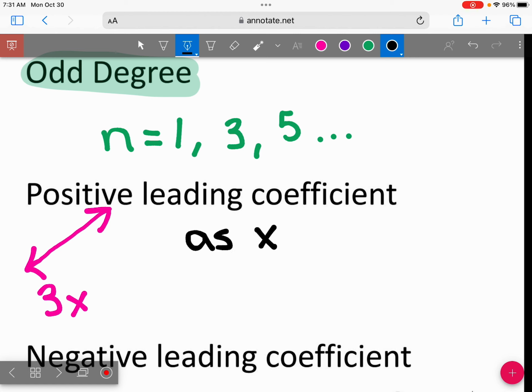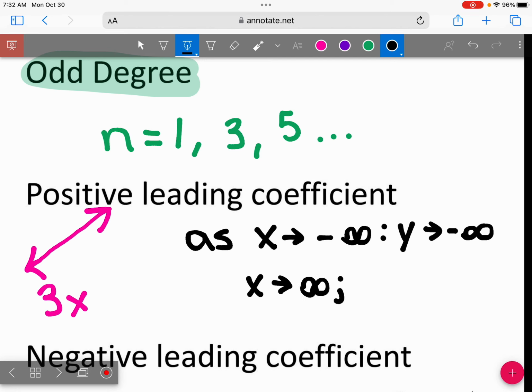As x approaches negative infinity, so as x goes to the left, my y goes down. As x approaches negative infinity, y approaches negative infinity. And then my right arrow, as x approaches positive infinity, my y approaches positive infinity.